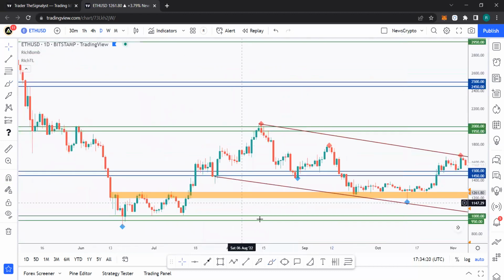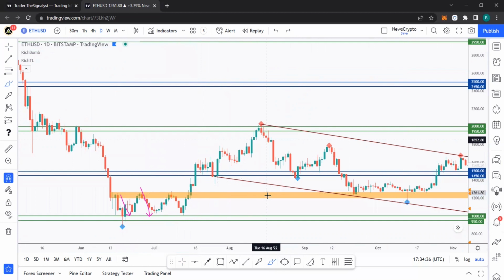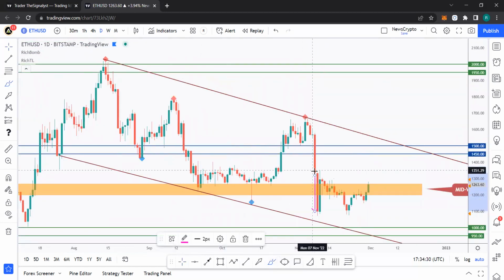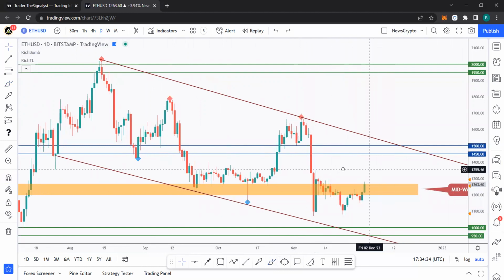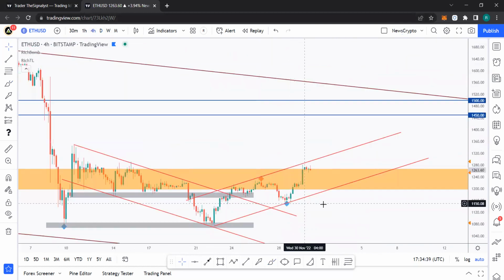Okay, let me give you an example like this. It was a resistance, then price broke it upward in an aggressive manner. Or like this, an aggressive manner, then now it's a resistance and it keeps on pushing the price lower. If you go to the H4 time frame, there's a very similar channel to what we saw on Bitcoin.